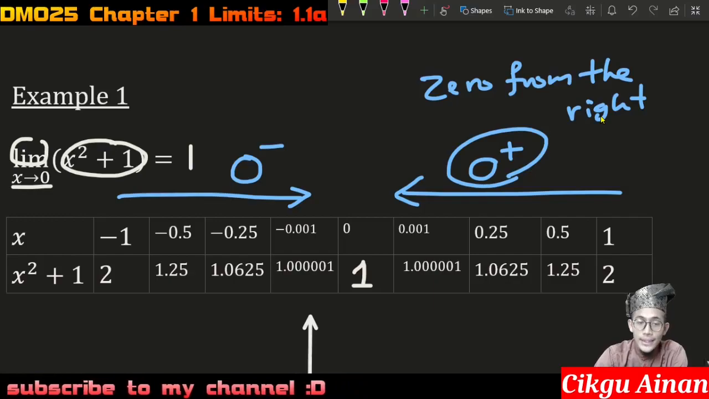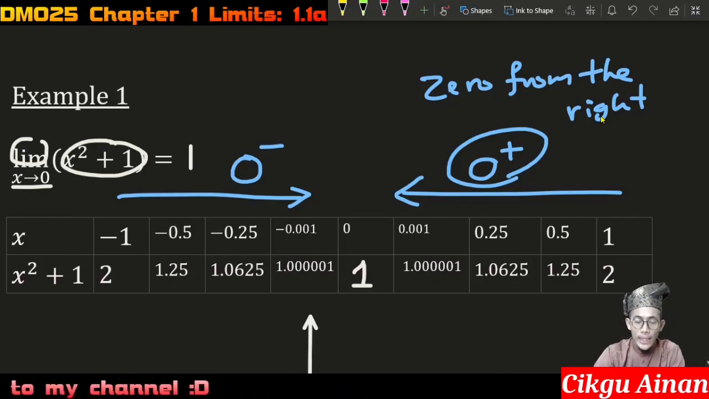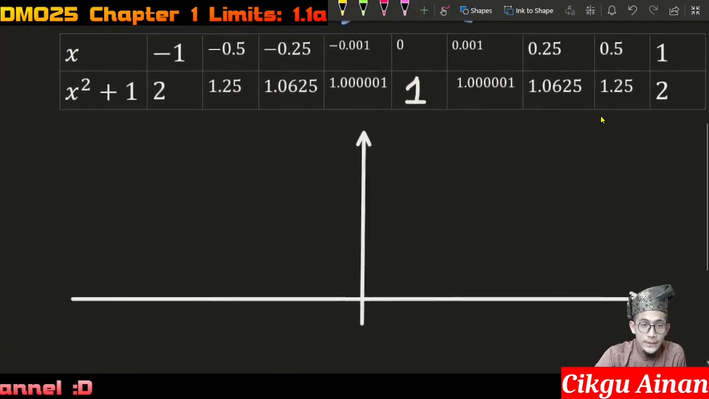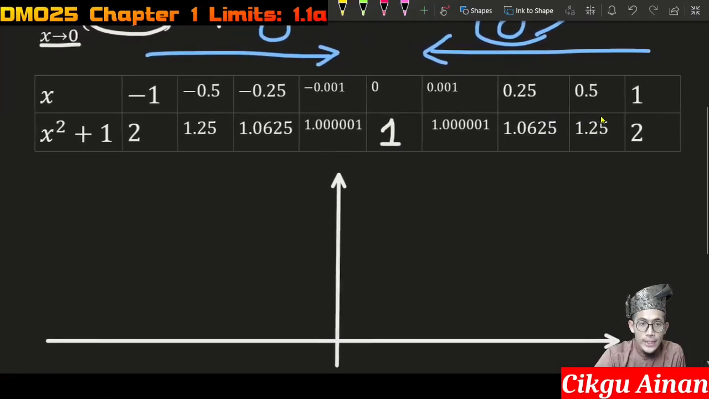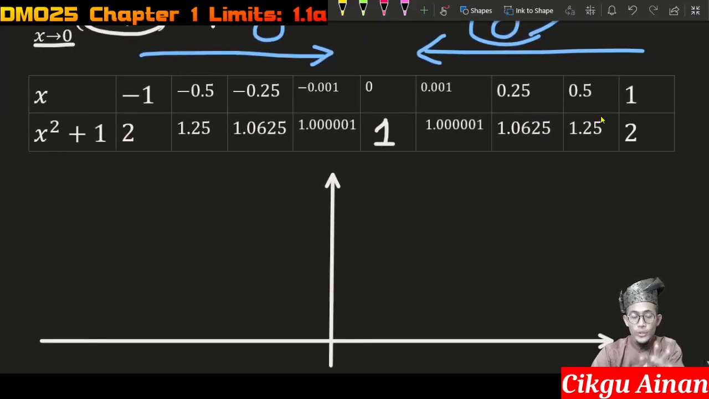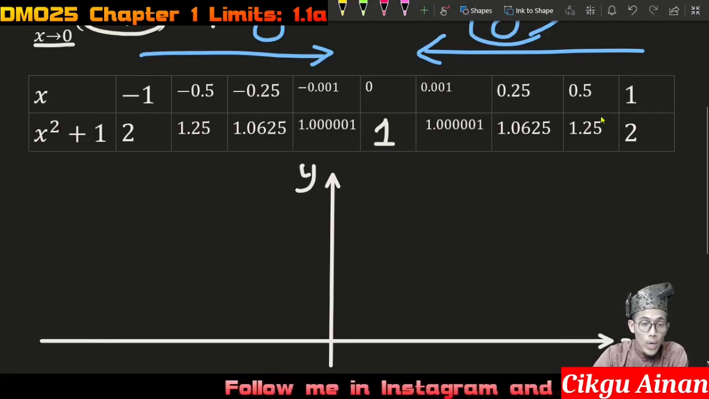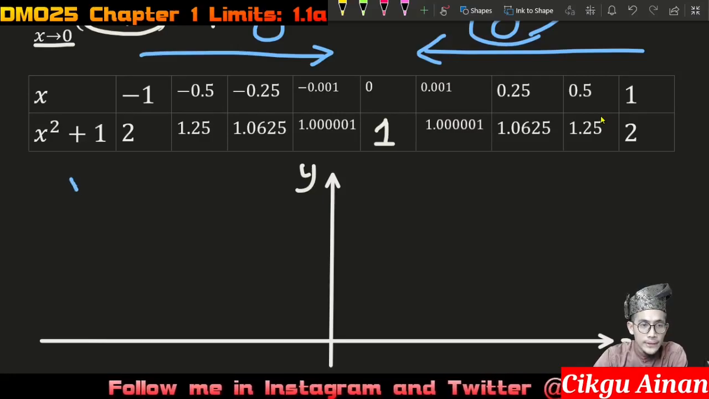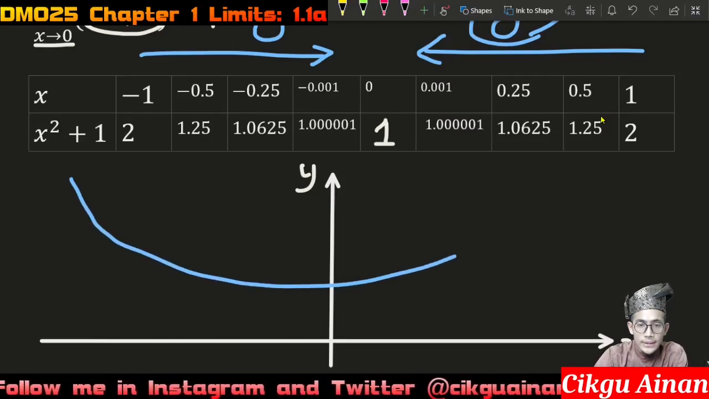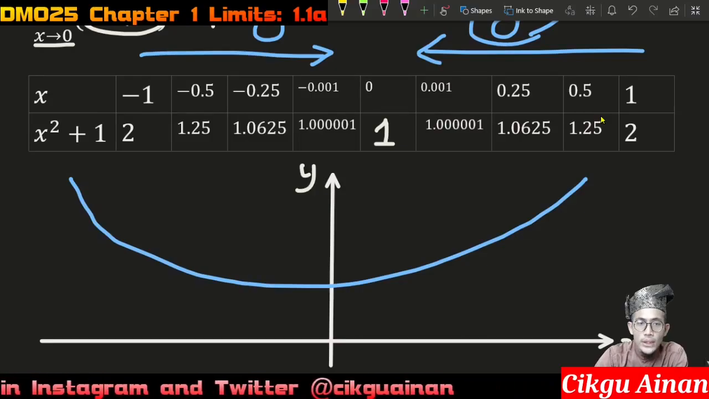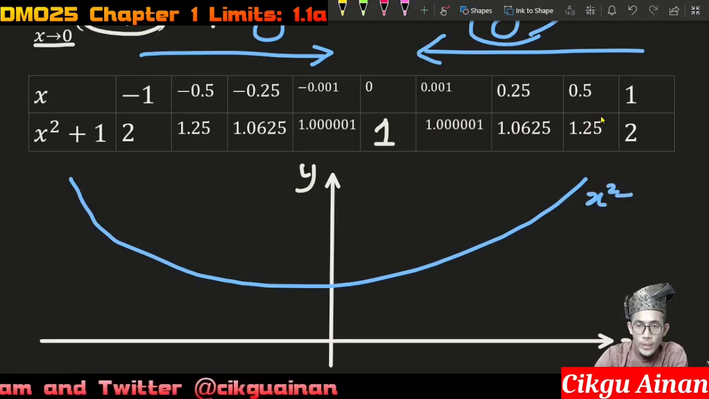So from here, the limit of x squared plus 1 as x approaches 0 is 1. That is the answer for this one. Now we can also sketch it and get the same thing. This is the x-axis, this is the y-axis. Now y is a function, something like this. This is our f(x), which is x squared plus 1.